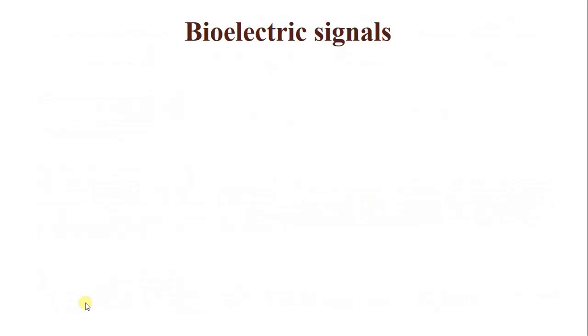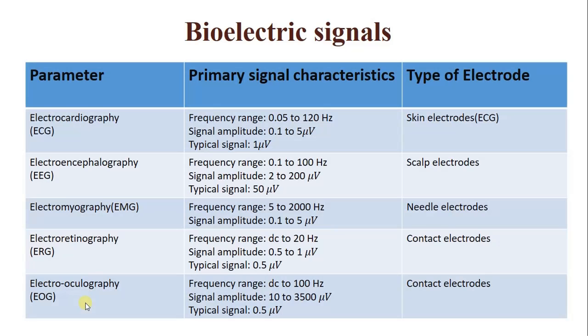So we are discussing bioelectric signals. Basically the ECG has a frequency range of 0.05 to 120 hertz and a signal amplitude of 0.1 to 5 millivolts, and it is measured by using the skin electrode.